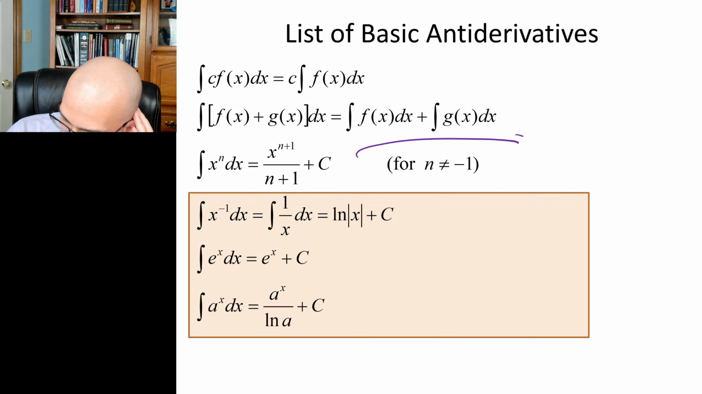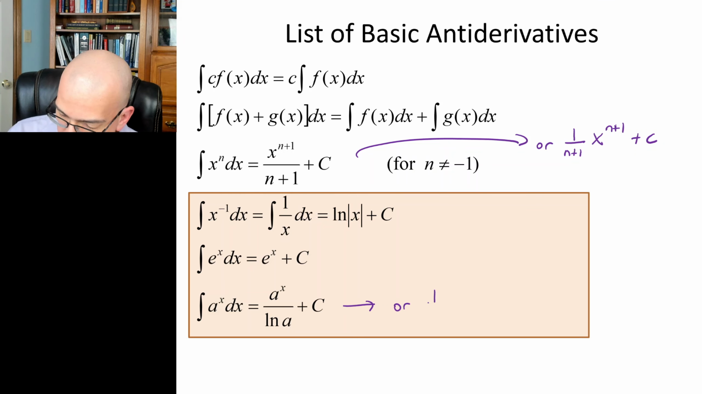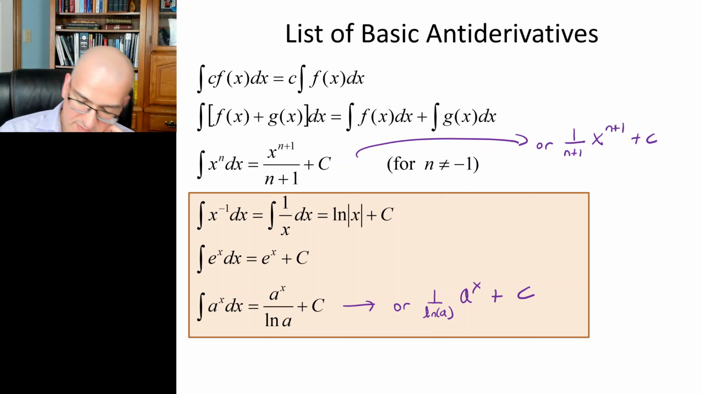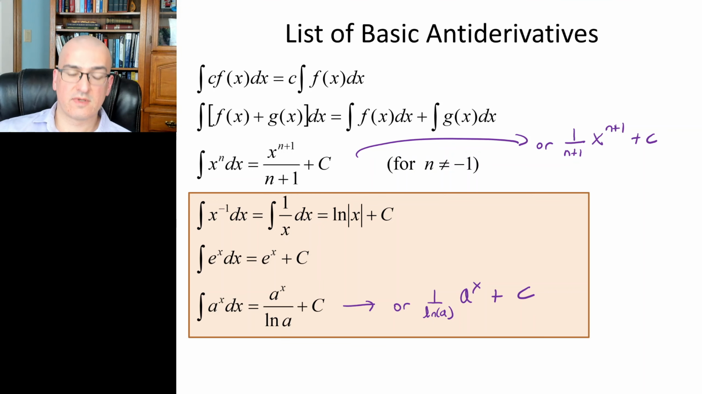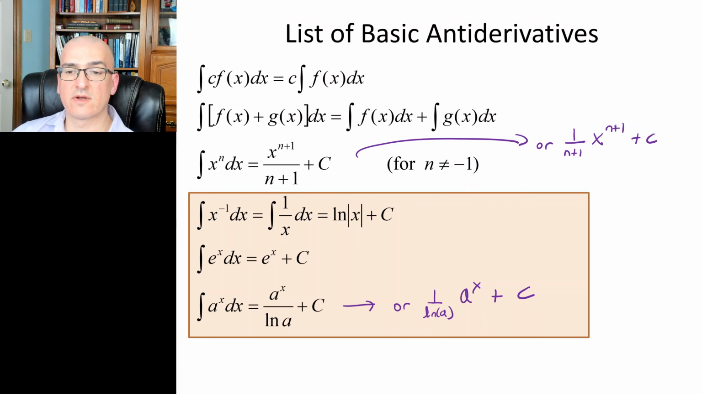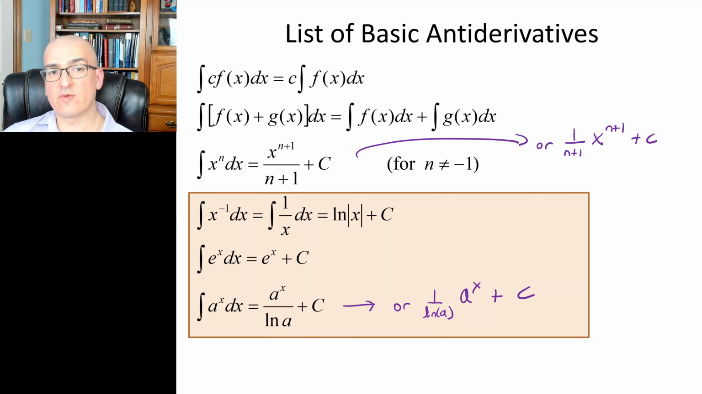I'm going to write down some alternatives. We could say or 1 over n plus 1 x to the n plus 1 plus c. And for this one we can say or 1 over the ln of a times a to the x plus c. That second form might look a little bit better. When you take the derivative of a to the x, you get a to the x multiplied by the ln of a, keeping in mind that ln of a is a constant. So you get a ln of a on top, ln of a on the bottom, they're going to cancel. That's why this works. That's why you need the ln of a in the denominator to cancel the ln of a that comes out when you take the derivative, and that ln of a will appear in the numerator.